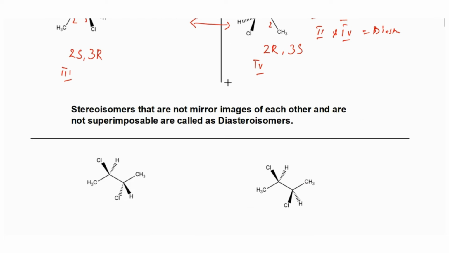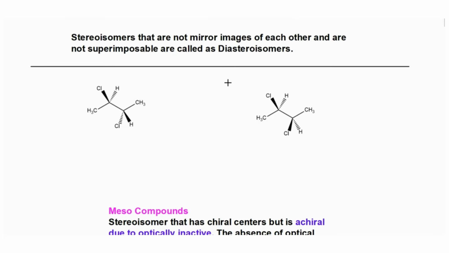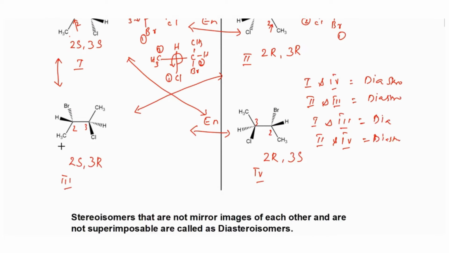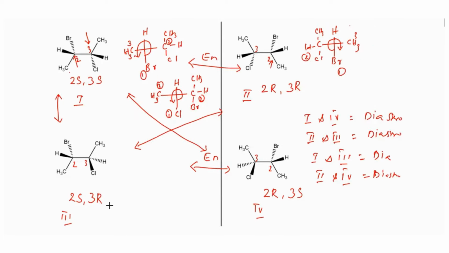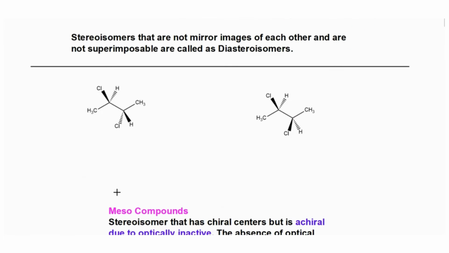Okay, so this is the way we can differentiate enantiomers and diastereomers. Now let us take the same compound here, with this chlorine. What you can do is take this compound and find its absolute configuration, the same way as you find it for the chlorine.